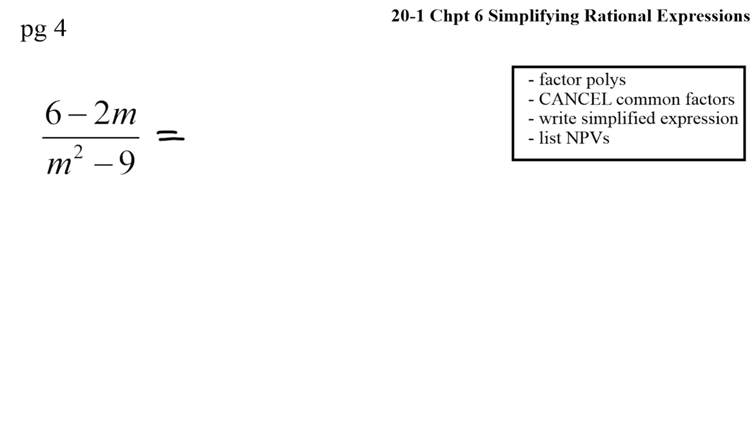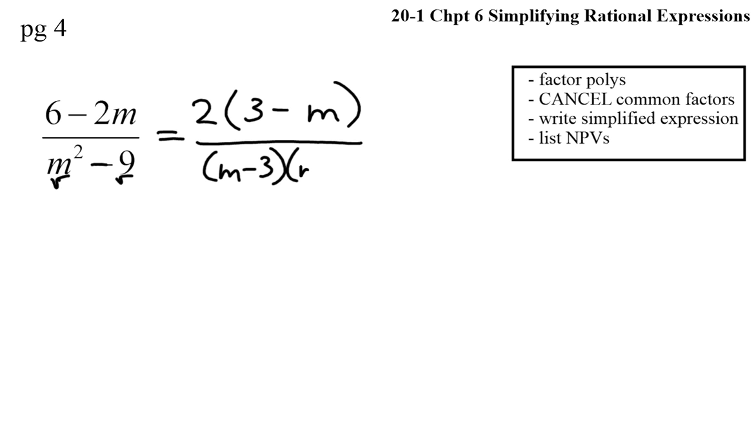So here, simple factoring is GCF. We can factor out a 2, which leaves us with 3 minus m. Here, on the bottom, difference of squares. M squared can be square rooted, 9 can be square rooted, 2 terms being subtracted. We're left with m minus 3 times m plus 3. So after the factoring, we now have factors.